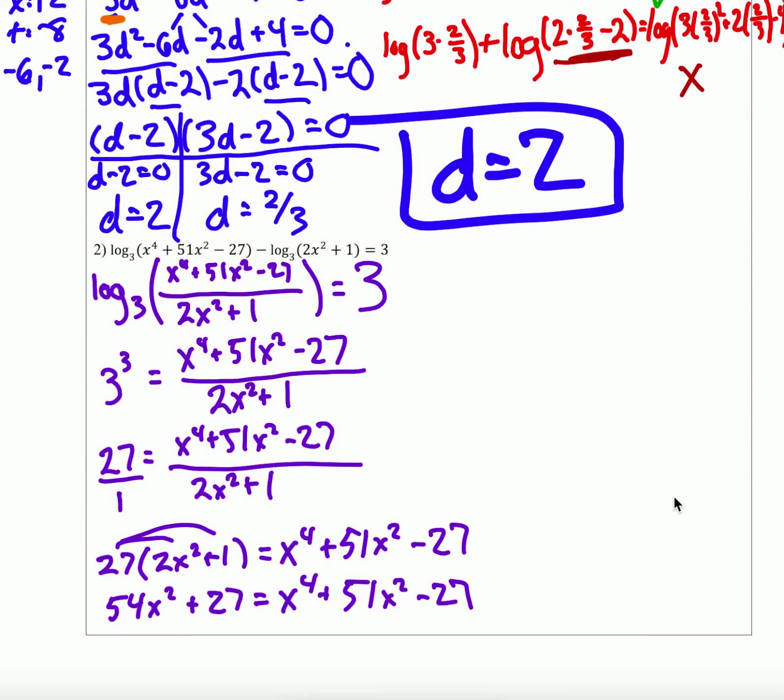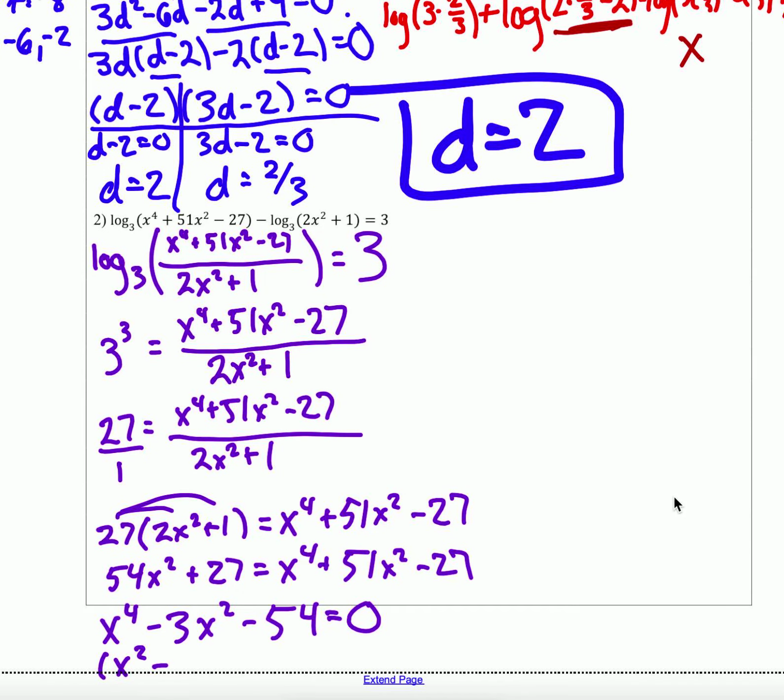Get everything on one side. I want my largest degree term to stay positive, so I'm going to get everything on the right side. So it'll be x to the 4th. When you subtract 54x squared on both sides, you get minus 3x squared. And when we subtract 27 on both sides, you get minus 54 equals 0. This is factorable, so this would be x squared, 2 numbers that multiply to negative 54 and add to negative 3 would be negative 9, positive 6 equals 0.